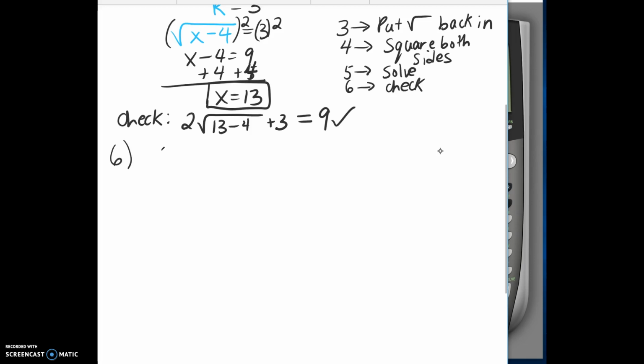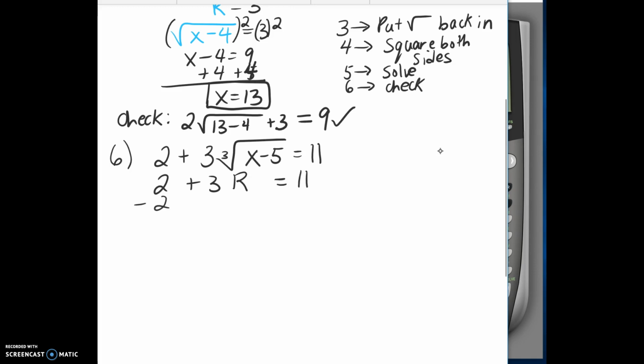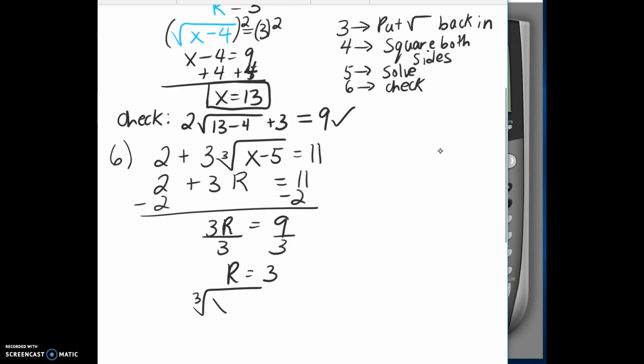All right, second one, very similar. We're just going to be working with a cube root instead of a square root. So it's very important that when you put it back in, you put back the index. And I'm going to do the same thing just without the color coding. So I'm going to put r in for the radical, solve for r. And then put that radical back in.